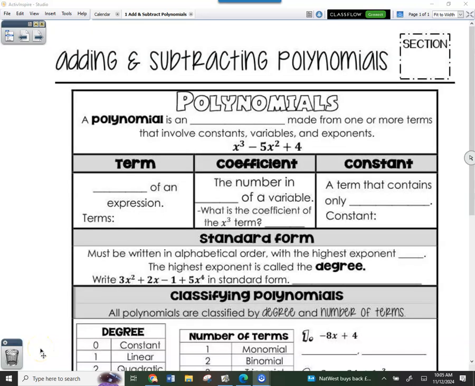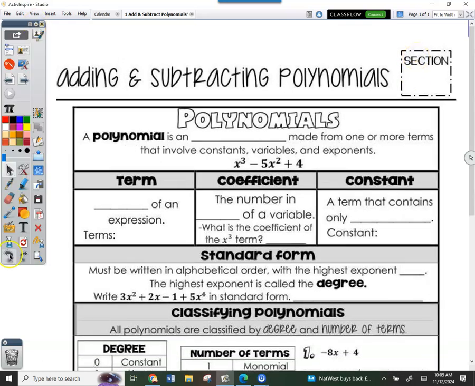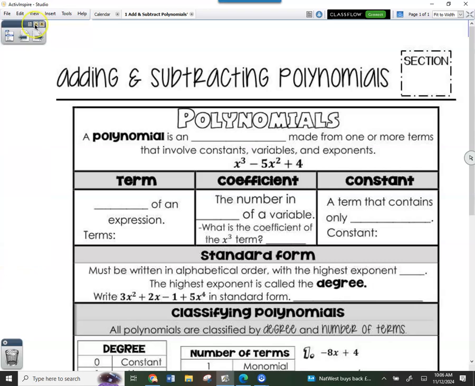What page did... 39? This is page 39. Page 39. We are looking at polynomials. You worked with them in middle school and 8th grade, and we are back at it.